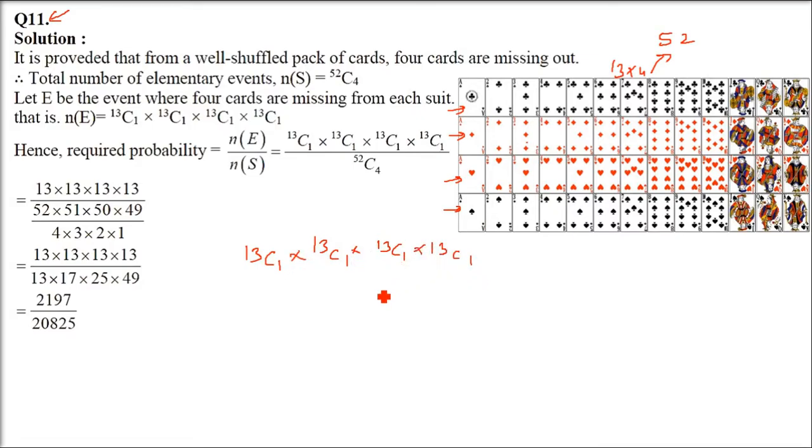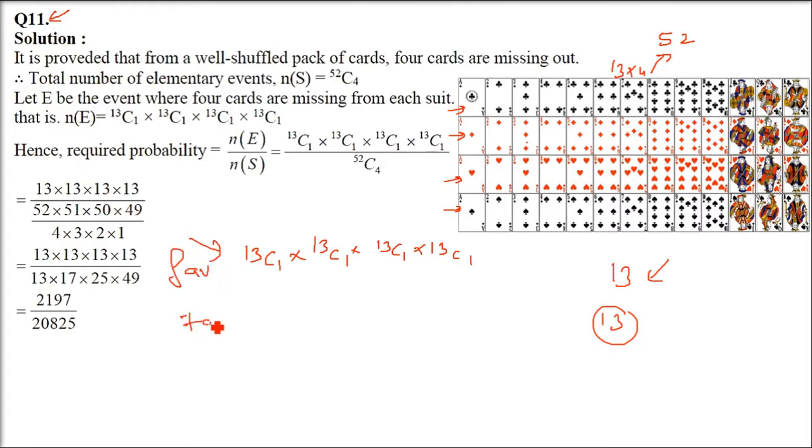And as I told you in the theory discussion, when to multiply and when to add, you know that. So 13C1 multiplied 4 times. Normally in one suit there are 13 cards, so a card can be any of these 13. So you can write directly 13 also. Then this is the favorable cases.